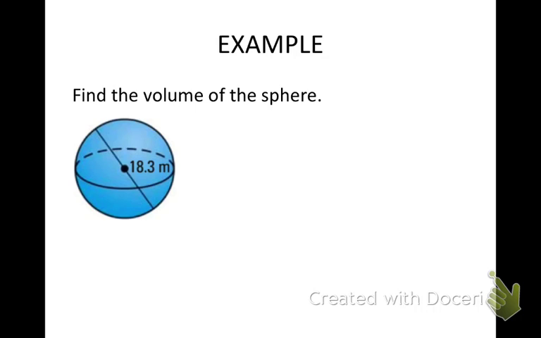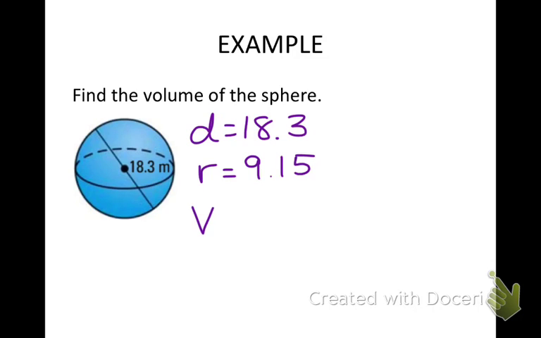Because the line is straight across, that's telling me that that 18.3 is my diameter, which means that my radius is going to be what? 9.15. Good. Okay, so now volume is equal to 4/3 pi times my radius, which is 9.15 to the third power.